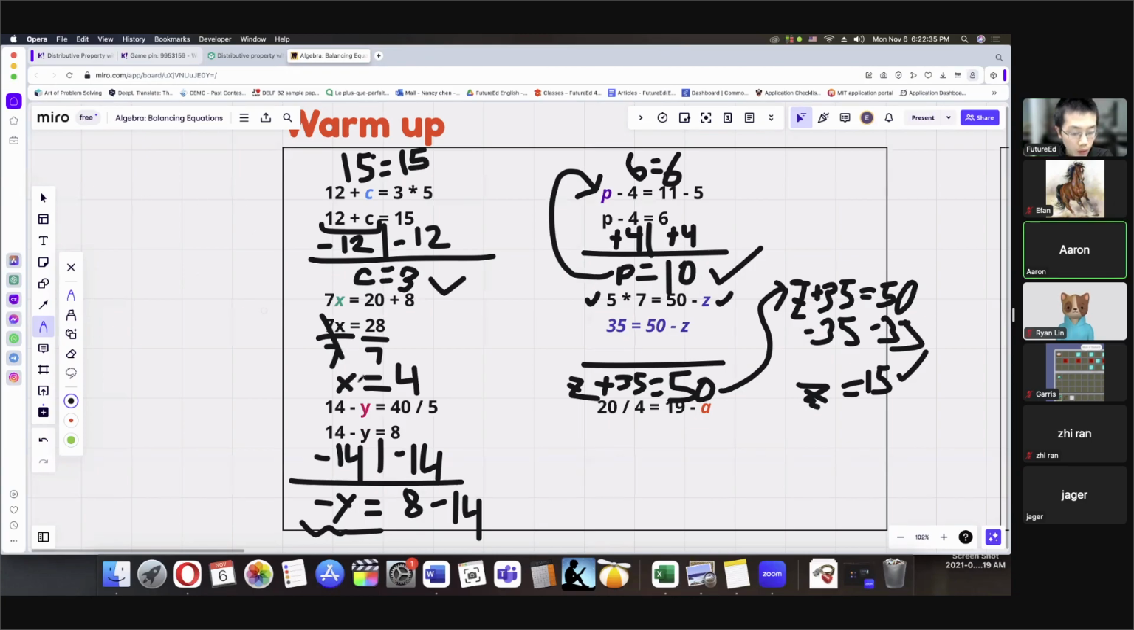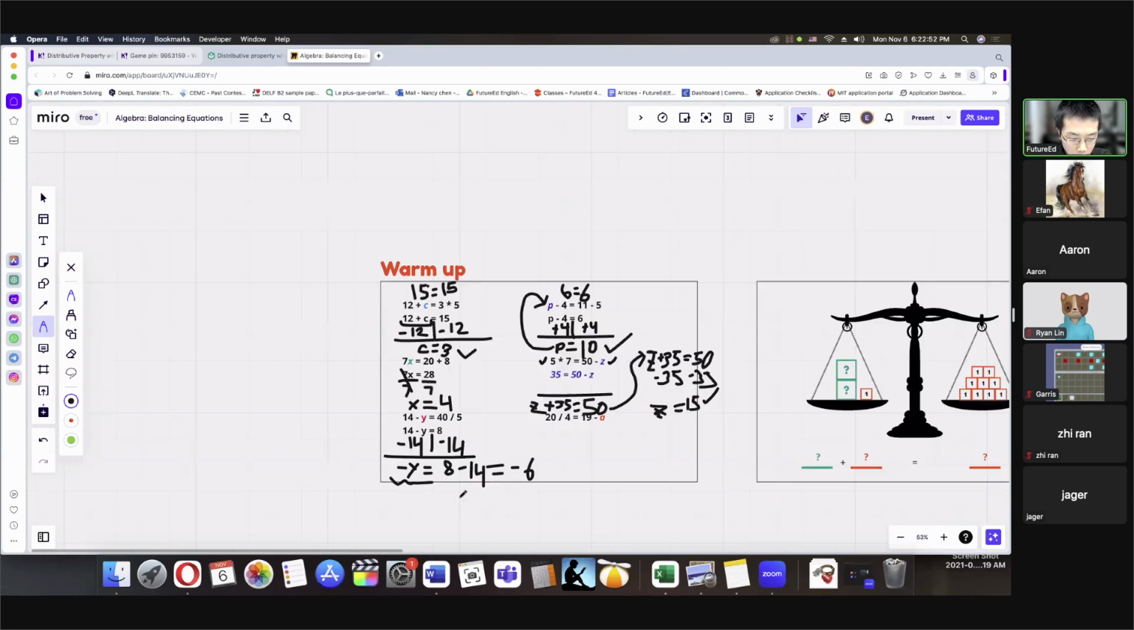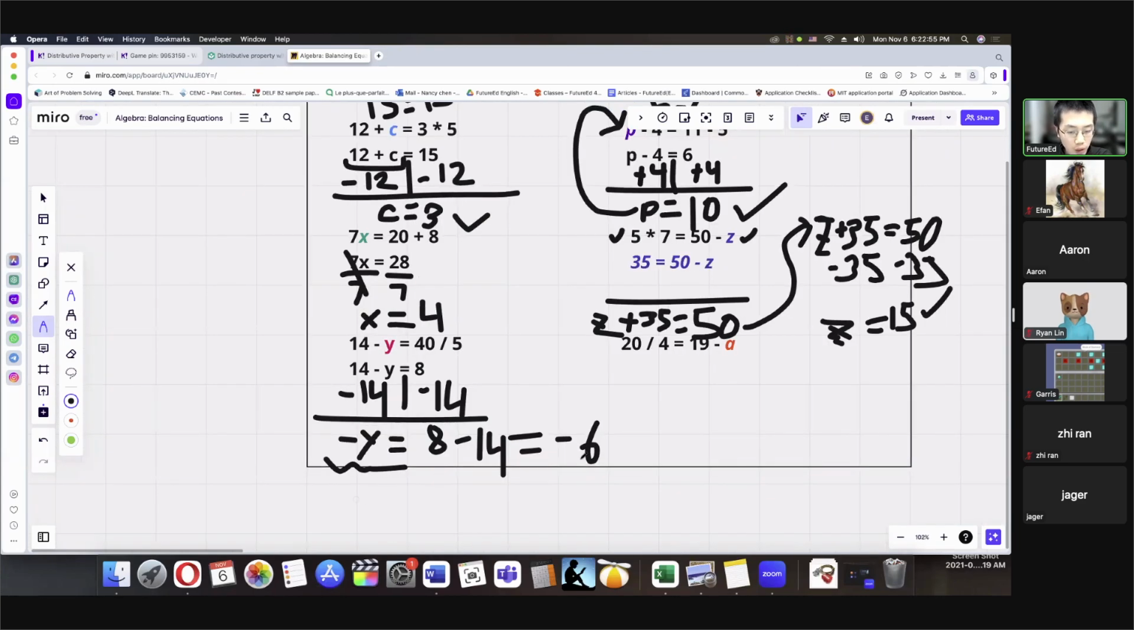Yeah. So, do you know how to subtract? Do you know how to do negative numbers yet? Yeah. So, what is 8 minus 14? -6. So we have 8 minus 14 is equal to -6. Now, that looks very nice, but we have negative y equals -6. So how do we get rid of that negative? Add.